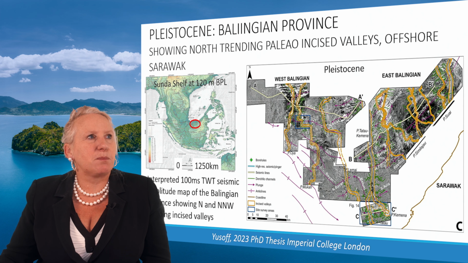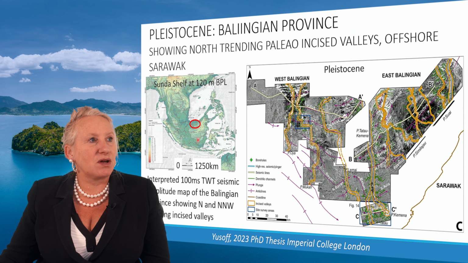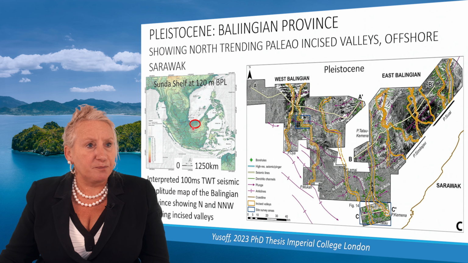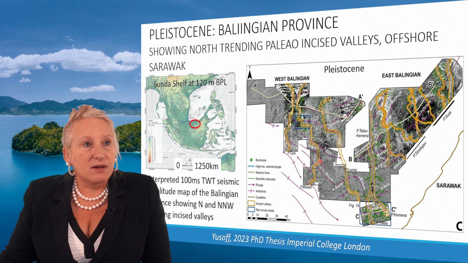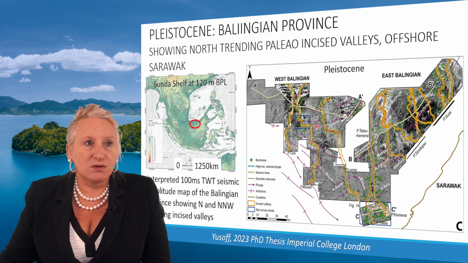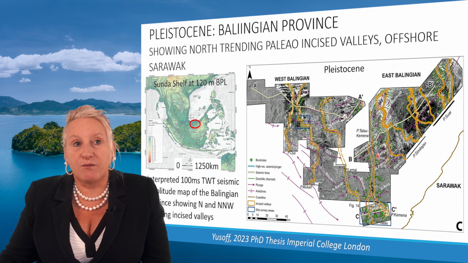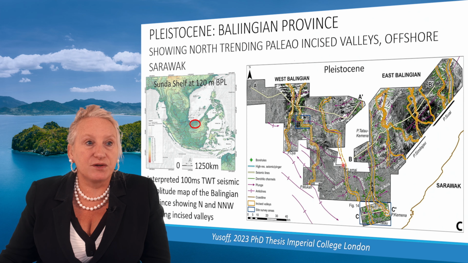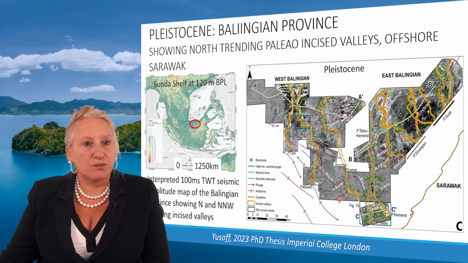And so when we look at this, this is the Pleistocene and the Balingian Province, showing north trending paleo-incised valleys offshore Sarawak. When we look at the Sunda Shelf here at 120 meters, this is the location where we're actually looking. We see these are those meandering channels, maybe upper coastal plain, not too meandering, on lower coastal plain, coming off. These are mapped from geophysical data of the seafloor. Here we have the Bayan where we were looking before in that area.